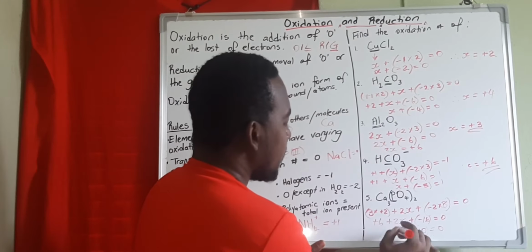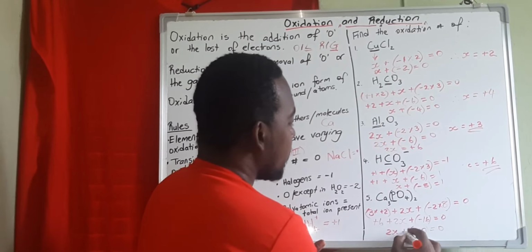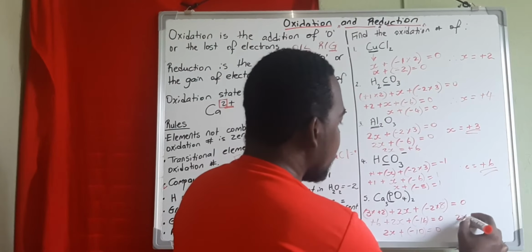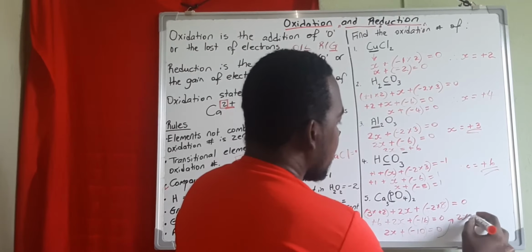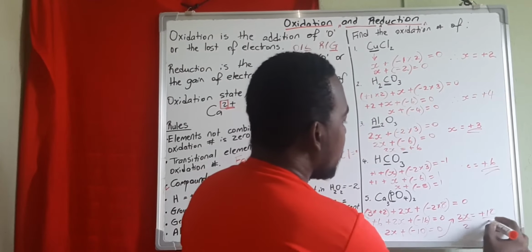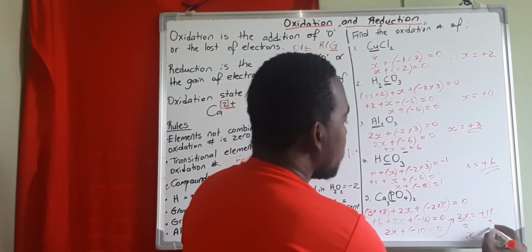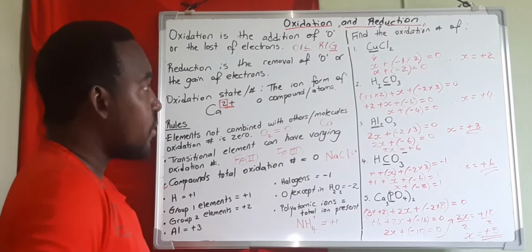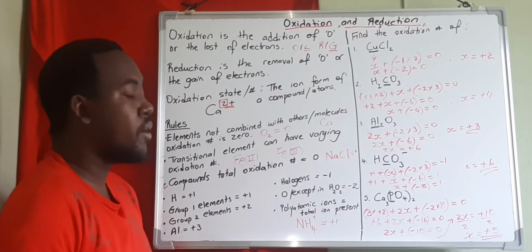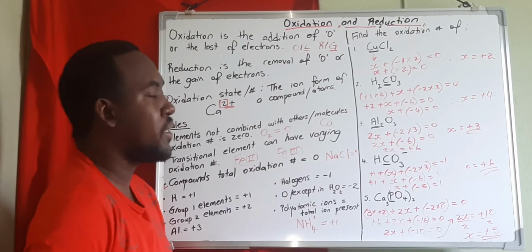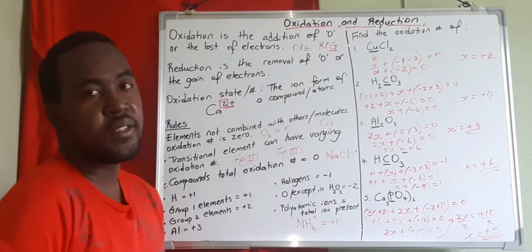Alright, so let's fix this. So that's 2x plus -10. So we take over the 10, right? So we get 2x equals +10. So we divide by 2. So we have x is equal to +5, right? So this is how you would calculate the oxidation number of any element in a compound, in a molecule, in a polyatomic ion.